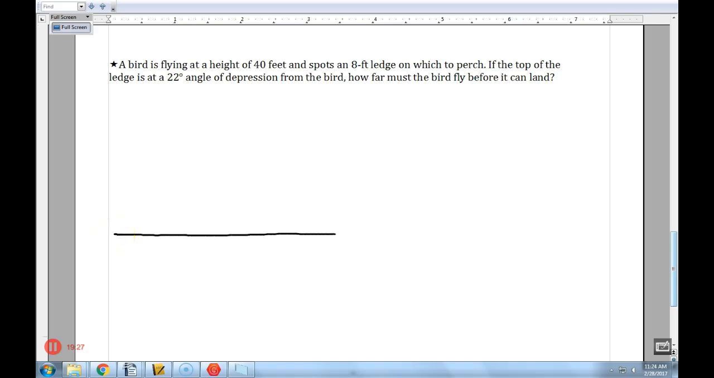So let me put the ground. I'm going to put a ledge over here. That's 8 feet high. Bird is up here flying. If the top of the ledge is at a 22 angle of depression from the bird, so angle of depression from the bird, we got to do our horizontal line, and we know that depression means down, so bird's coming down to land on the ledge. So this is my angle of depression, which is 22 degrees.